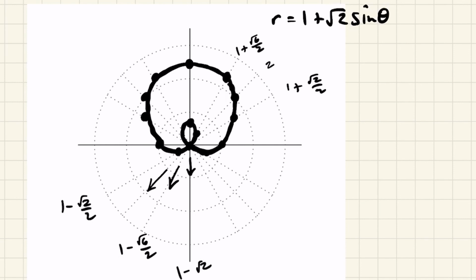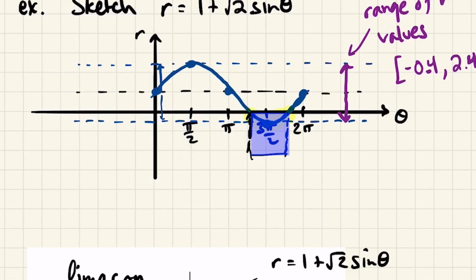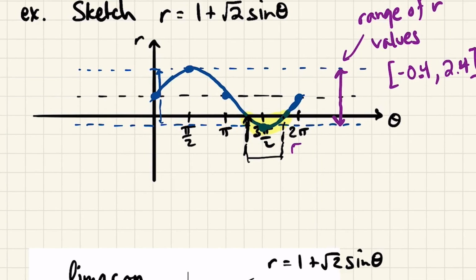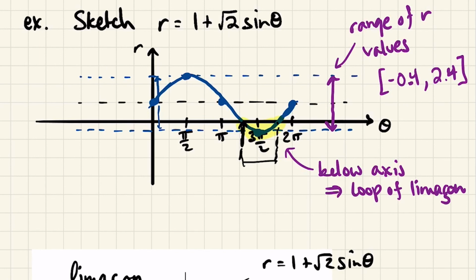And in fact, this is indeed the shape of our graph. This is called a limaçon. It's French for snail. Now you probably know 2 words for snail in French. So there we are. The loop of the limaçon is this negative part right here. If the graph actually dips below the axis, meaning the amplitude is greater than the vertical shift of the function, then you're going to have a loop of the limaçon. Okay, so there we go.